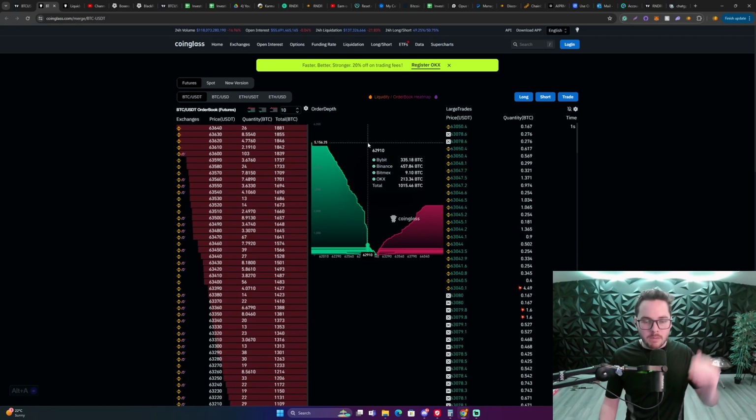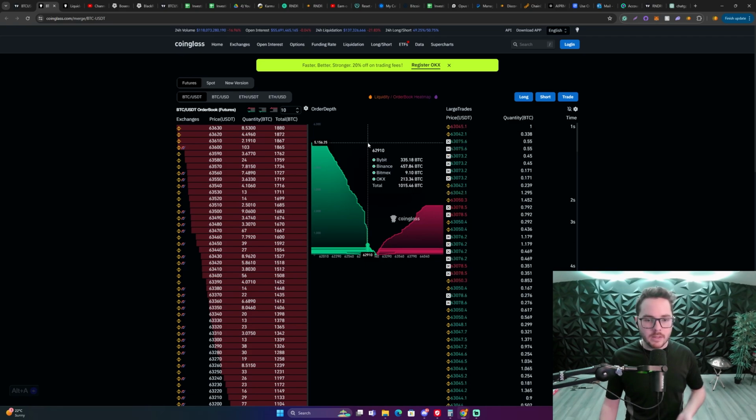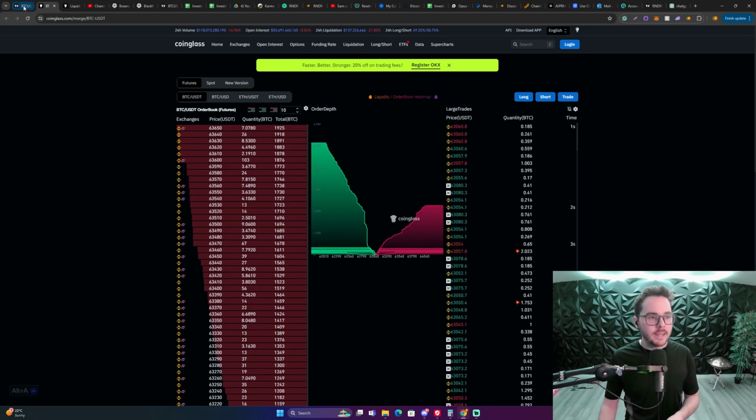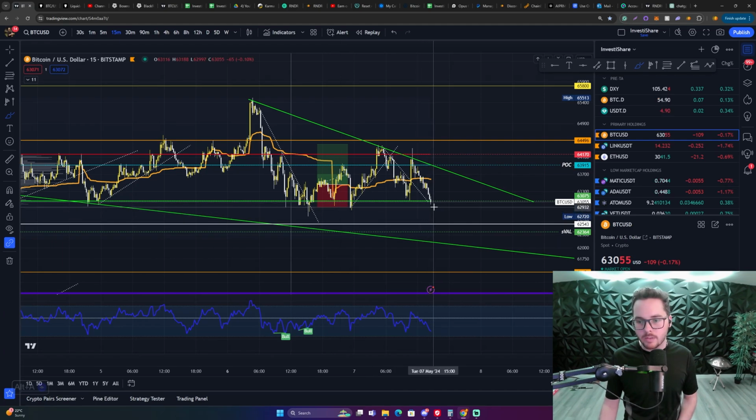So people try market selling against it. It's going to create a wick as it pushes the price back up. So 62,910 is right about here, right? So this is where people are preparing to buy.